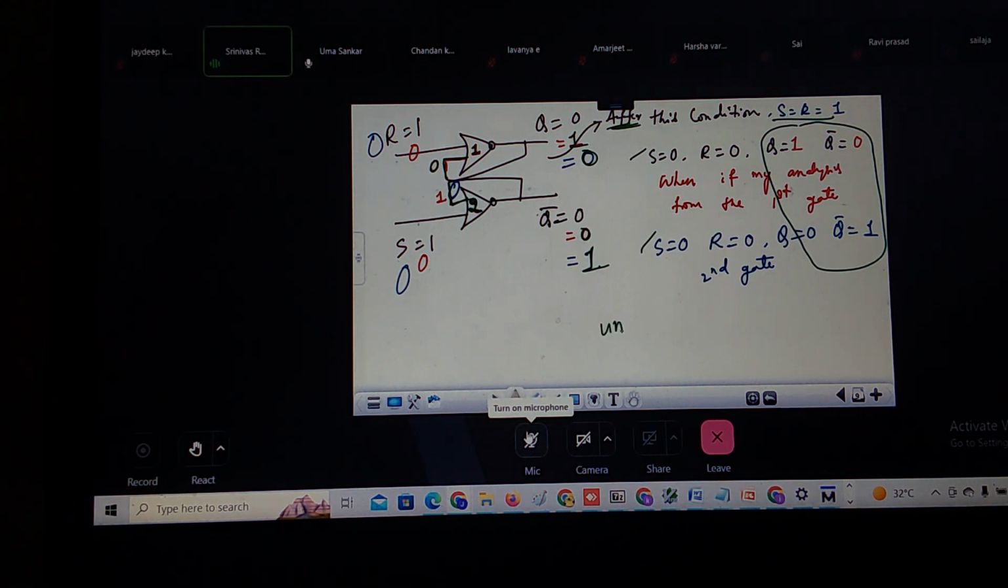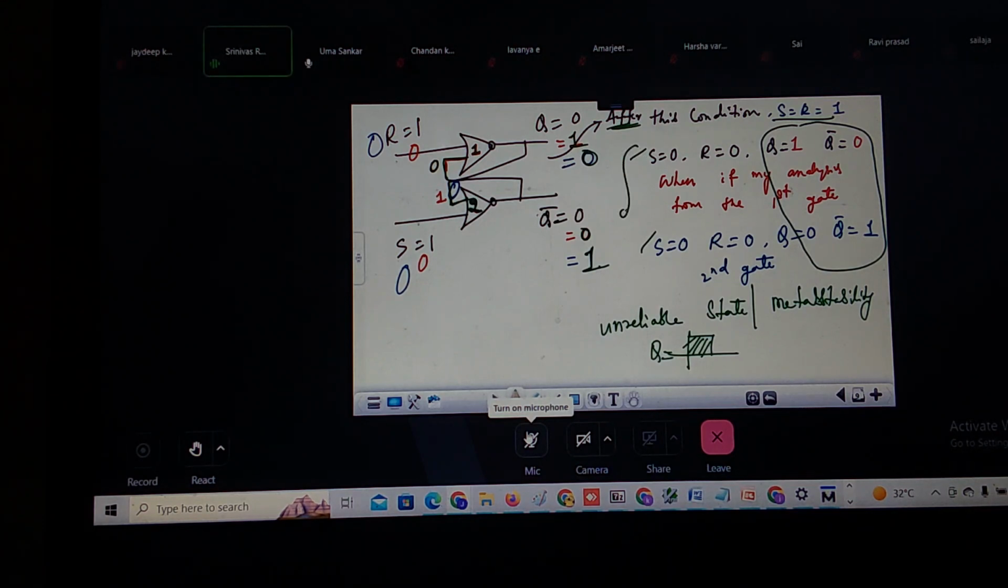That state we call an unreliable state, or a metastability state. Metastability is nothing but that you cannot exactly say whether my Q value is 1 or 0. This state representation is the metastability state. You are not guaranteed that Q is equal to 0 or Q is equal to 1.